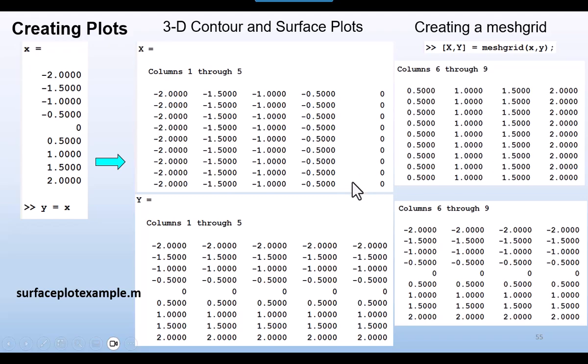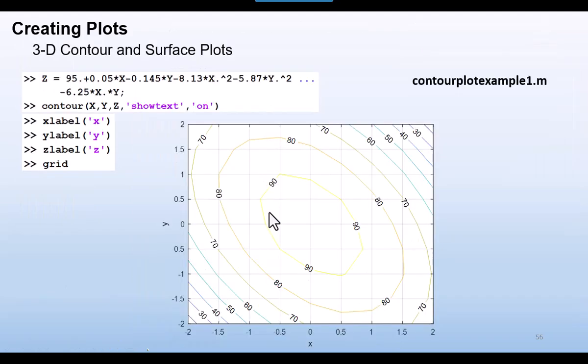And you can see that for the X mesh, the same values are available vertically, and for the Y mesh, the same values are horizontally. So if you pick any location here and compare it to a location, you get the appropriate paired values of X and Y. And then this was what it looked like for the contour plot.